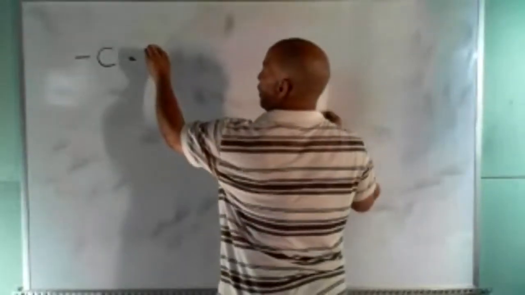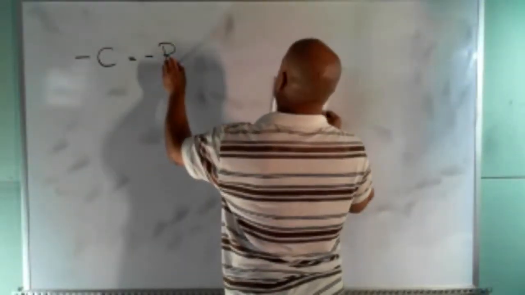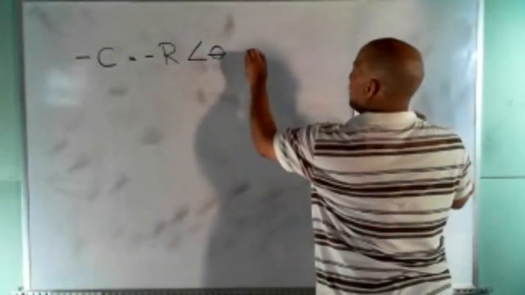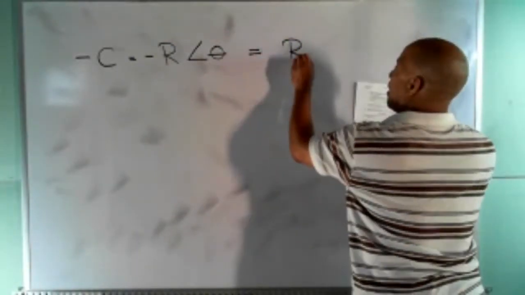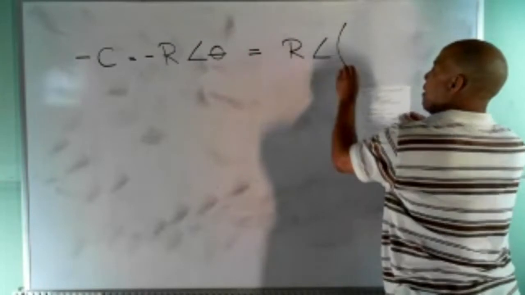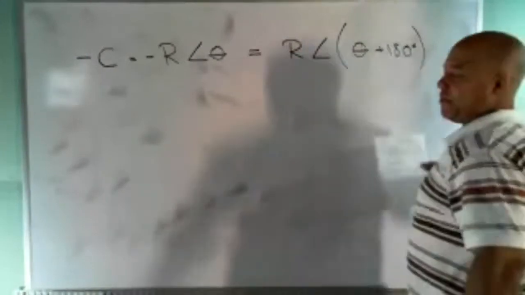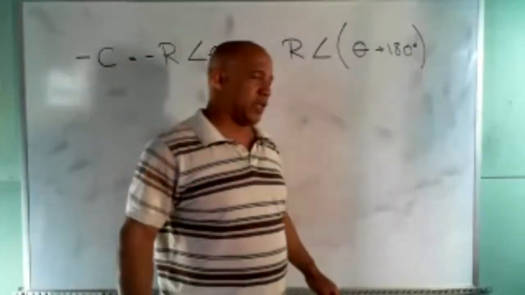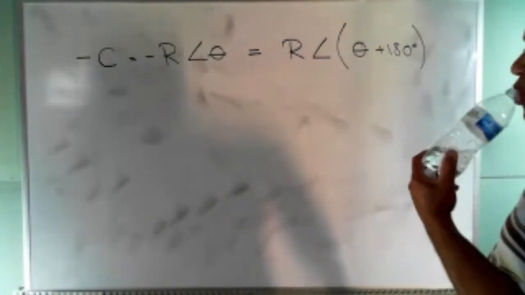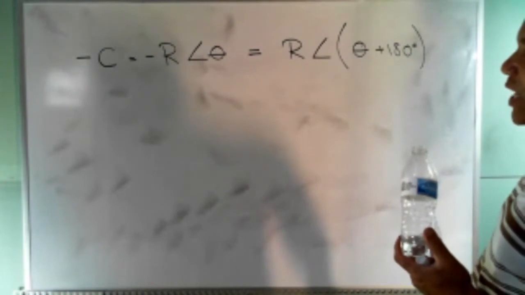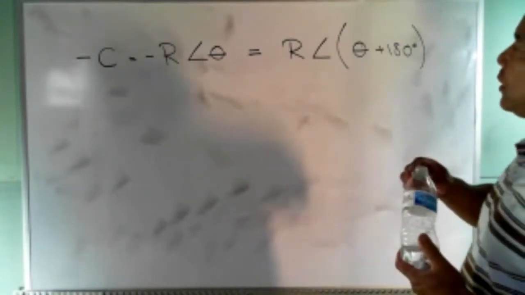I'm going to use an R because we started with R. So that's my radius vector at some angle. And it says equal to R angle theta plus 180 degrees. So look at that for a second. I'm going to explain it, but I want you to look at it. Study it for a minute and see if you can understand what it's saying.